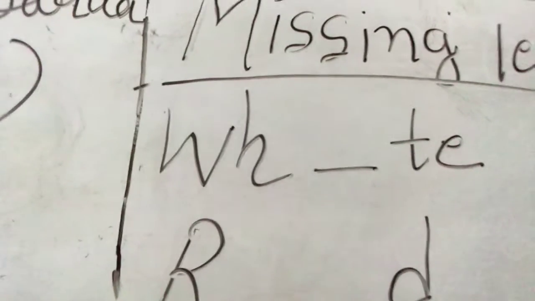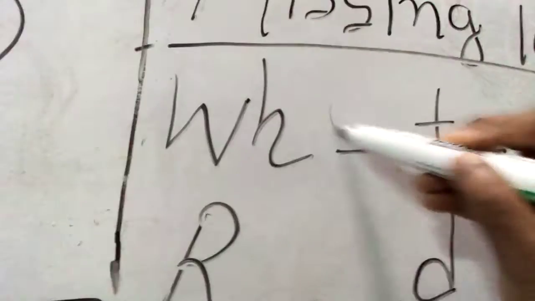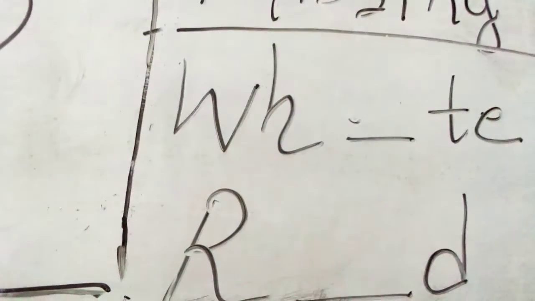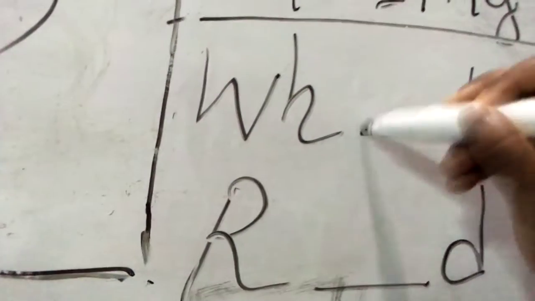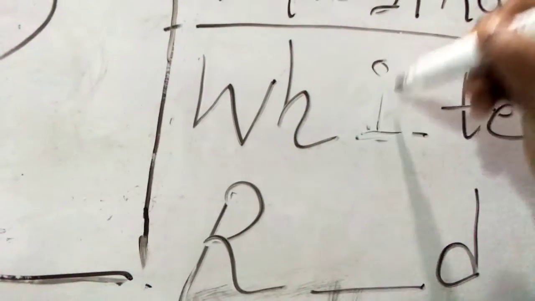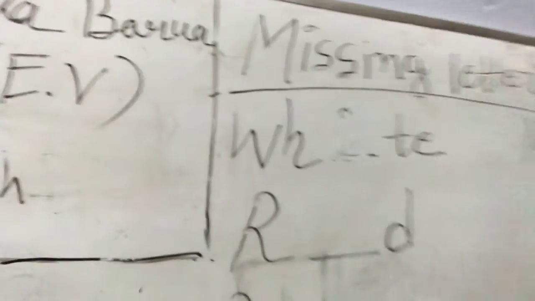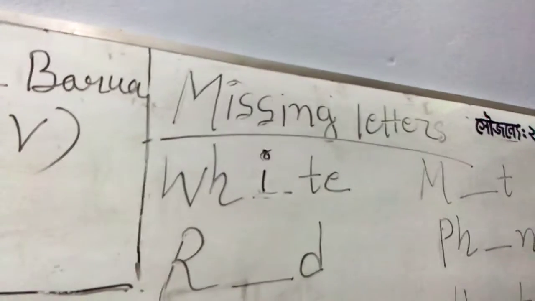See, WH-TE. If I put U, does it make any sense? No. I have never seen such a word. If I put O, does it make any sense? Again, no. But if I put I here, then it becomes WHITE.